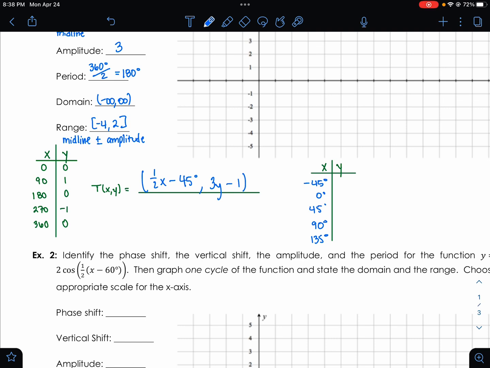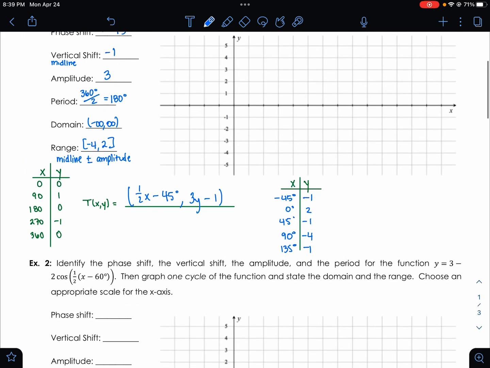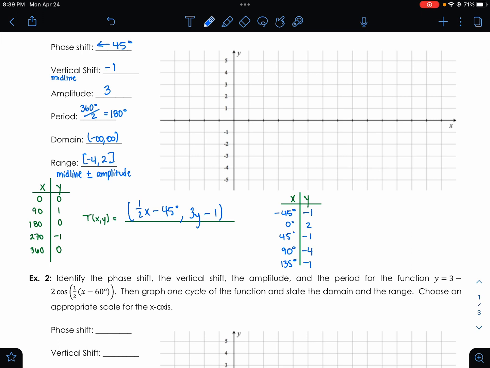Now we need to get our y values. 3 times 0 is 0, minus 1 is -1. We're going to have 3 times 1, that's 3, minus 1, that's going to be 2. For the 45 degree one, we have 0 times 3, that's going to be 0, minus 1 is -1. And then we're going to have -1 times 3 is -3, minus 1 is -4. And then we're going to, again, get -1. And so we have our 5 points that we need to put on our graph here.